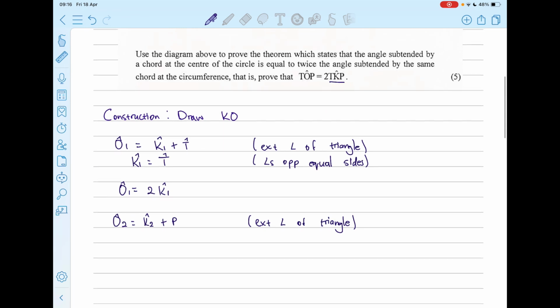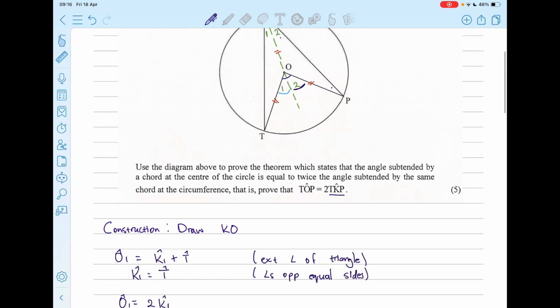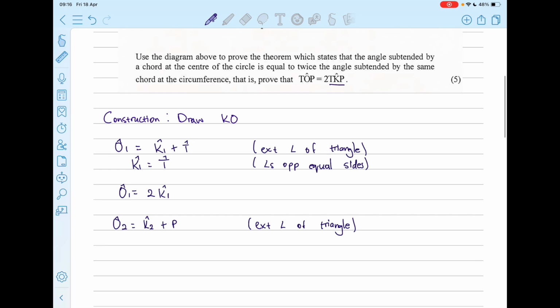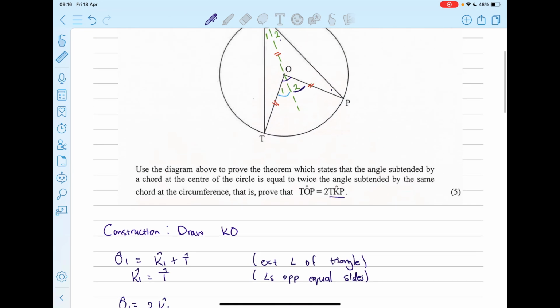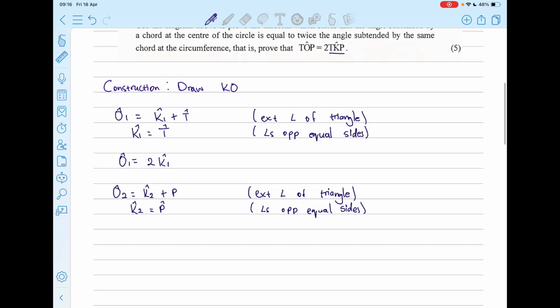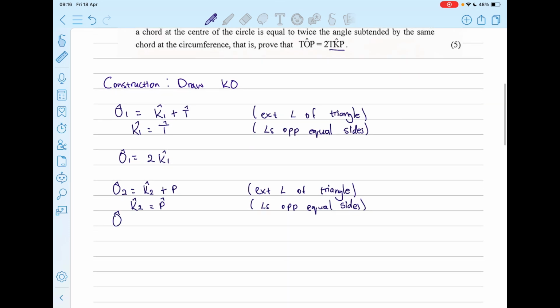Nice. And once again, because we have OKP being an isosceles triangle, it means that again K2 will be equal to angle P. And this is because angles opposite equal sides. Okay, they're base angles of an isosceles triangle. So because they're equal, similar thing happens here. We therefore have O2 being equal to twice the size of K2.